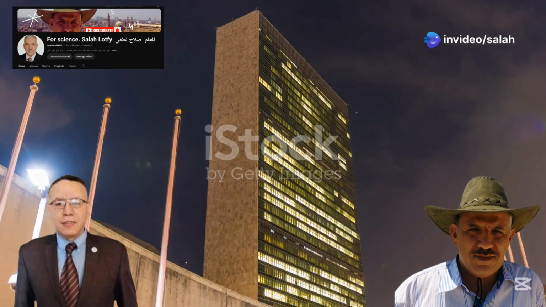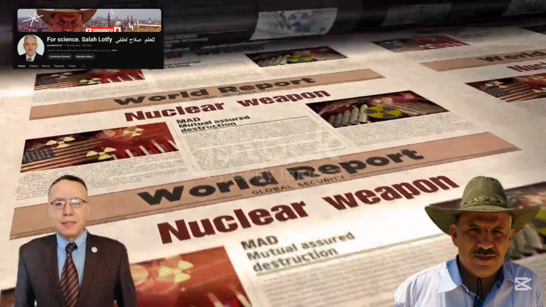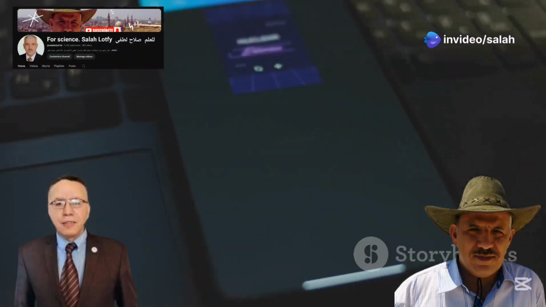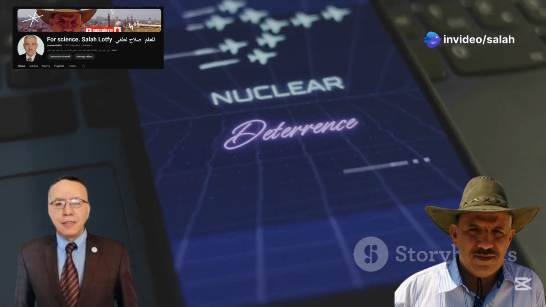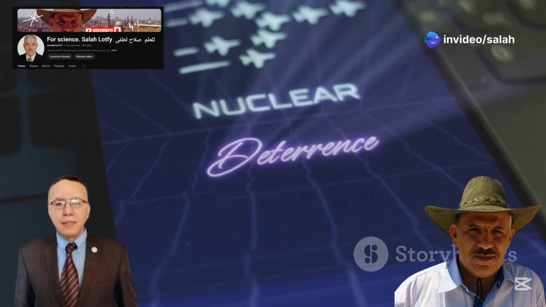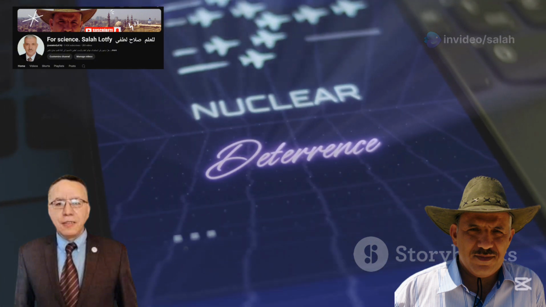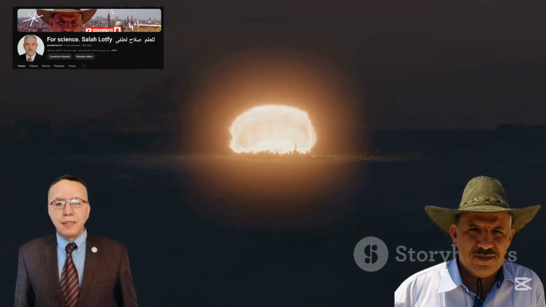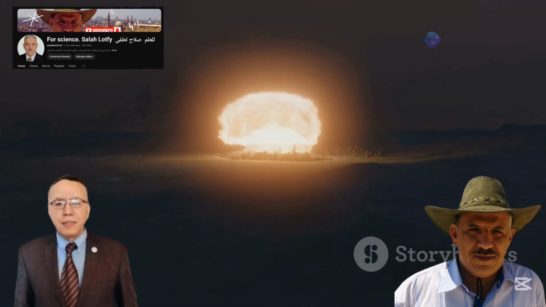The Nuclear Non-Proliferation Treaty, NPT, is the foundation of global nuclear security. Signed in 1968, effective in 1970, with 191 member states. It has three key pillars: non-proliferation, where only 5 nations, the USA, Russia, China, the UK, and France, can legally possess nuclear weapons; disarmament, which requires nuclear states to reduce their arsenals over time; and peaceful nuclear energy, allowing countries to develop nuclear power under strict regulations.